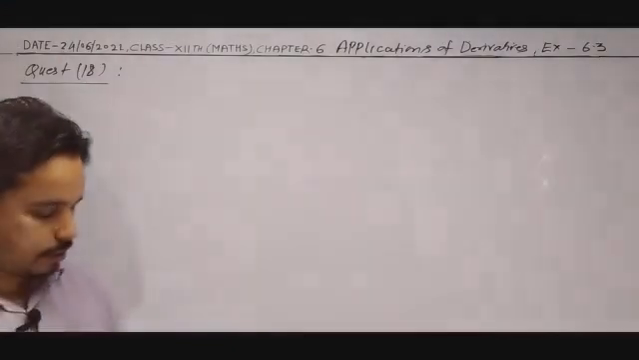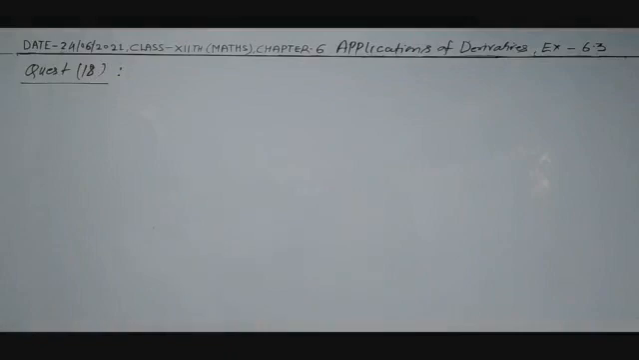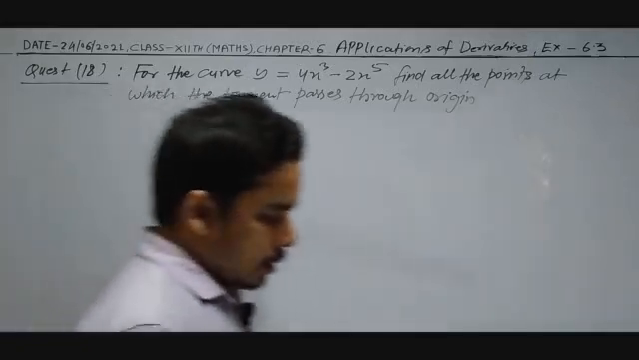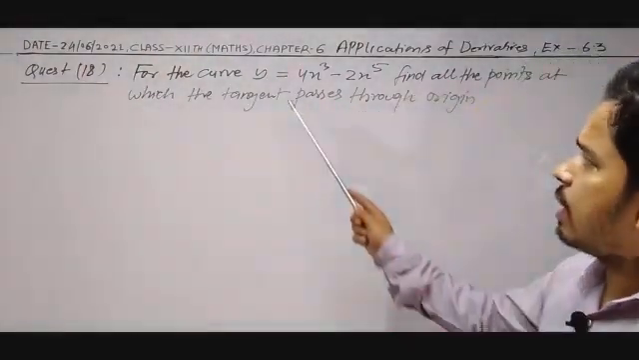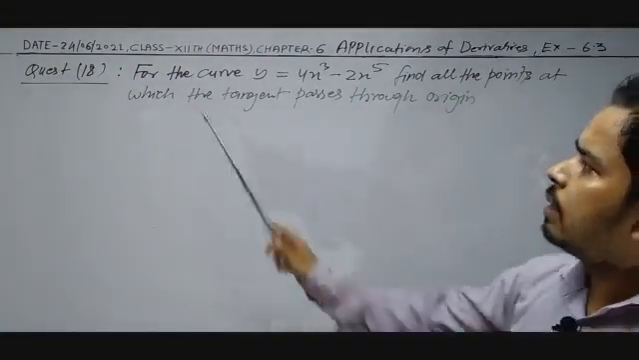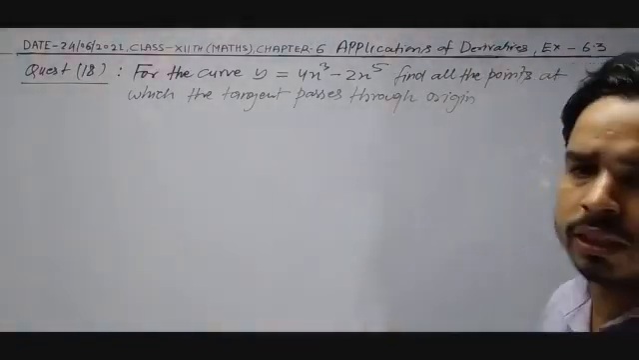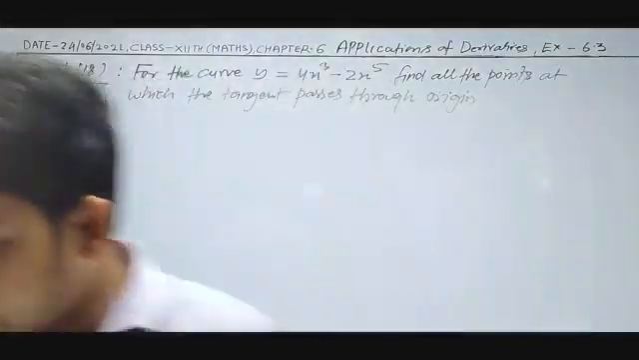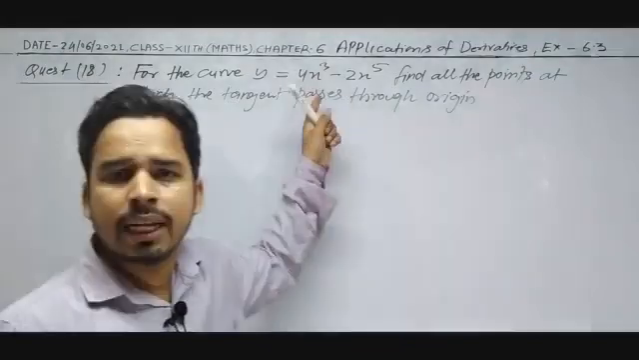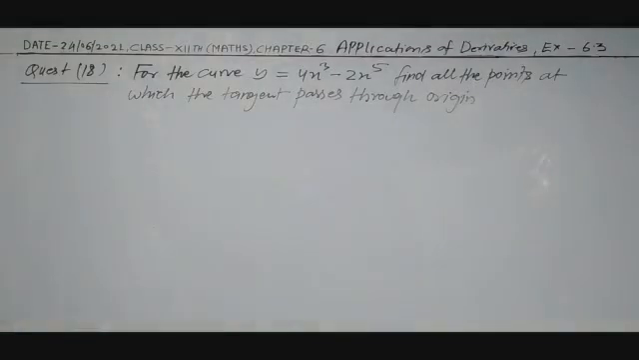So see, question number 18. For the curve y is equal to 4x cube minus 2x to the power 5, find all the points at which the tangent passes through origin. Means in this question this is the given equation of curve and we have to find all the points lying on the curve where the tangent is passing through origin.